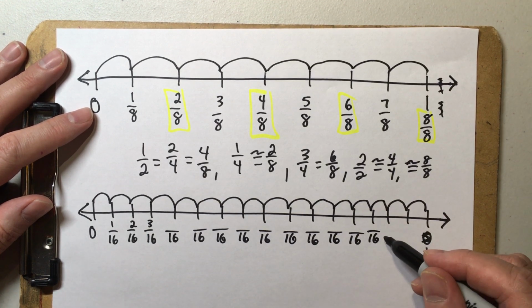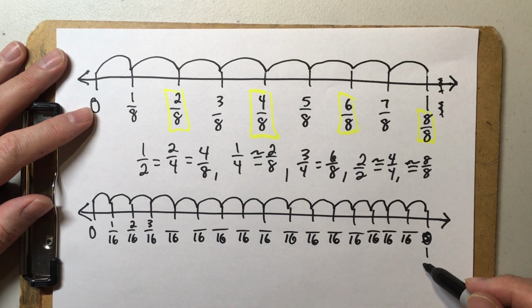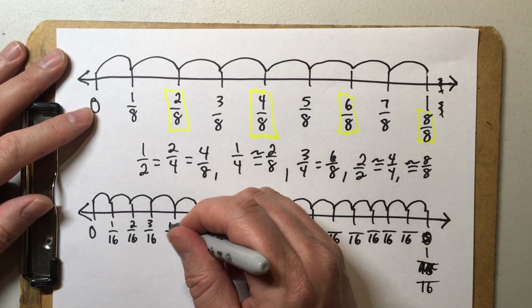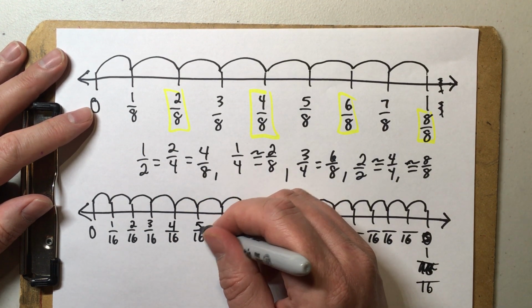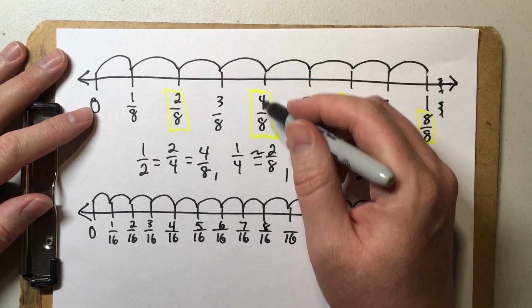I see that there's 16 total parts, 16 total jumps here that I'm using. Okay, that's gonna be a fraction, obviously. Put that lower. 4 out of 16 parts, 5, 6 out of 16 parts, 7, 8 out of 16 parts.